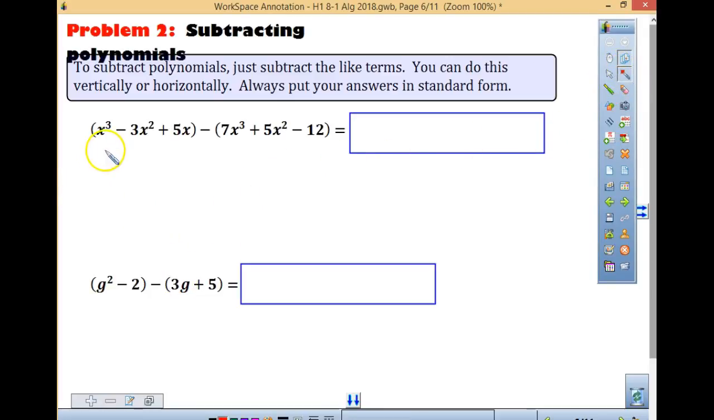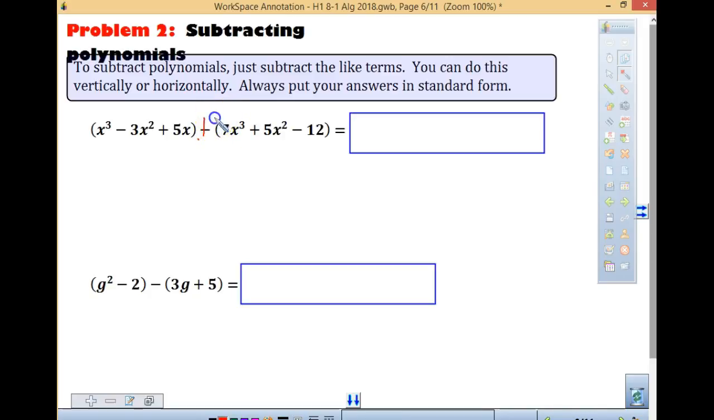Here's probably the most common mistake. People subtract only this first thing. So when there is a parenthesis, right, that negative changes everything inside to the opposite sign. So my hint to you would be this. We want to think of writing this as plus and then change everything to the opposite sign.